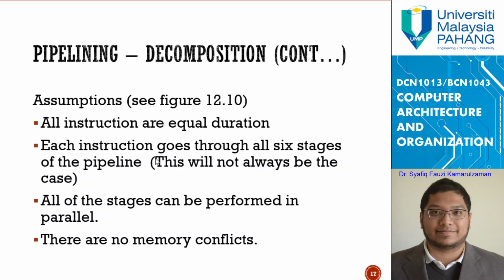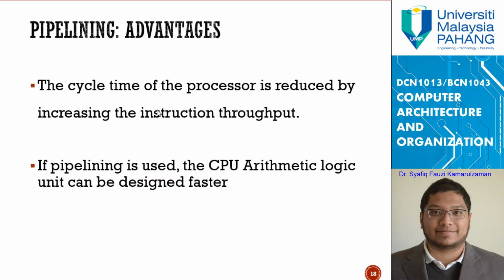For pipelining to work, you need to make certain assumptions: all instructions are equal in duration. Each instruction goes through all 6 stages of the pipeline. You cannot skip any of the stages. All of the stages can be performed in parallel, and there is no memory conflict when a lot of instructions are being processed at the same time. This is what we need to make sure of in order for pipelining to speed up your PC.